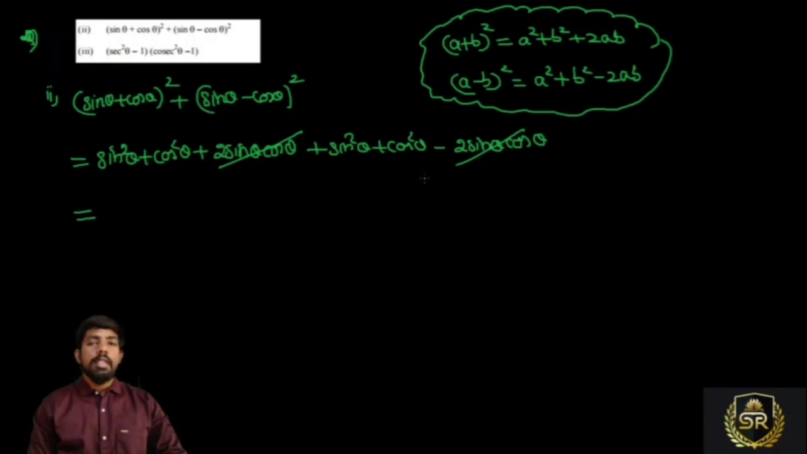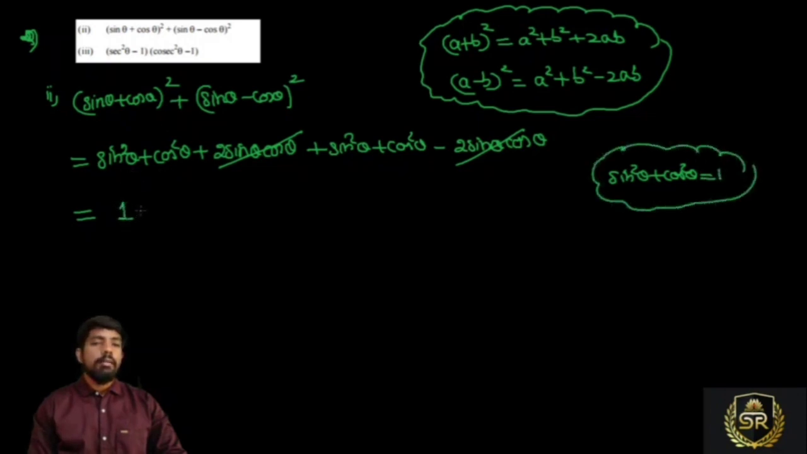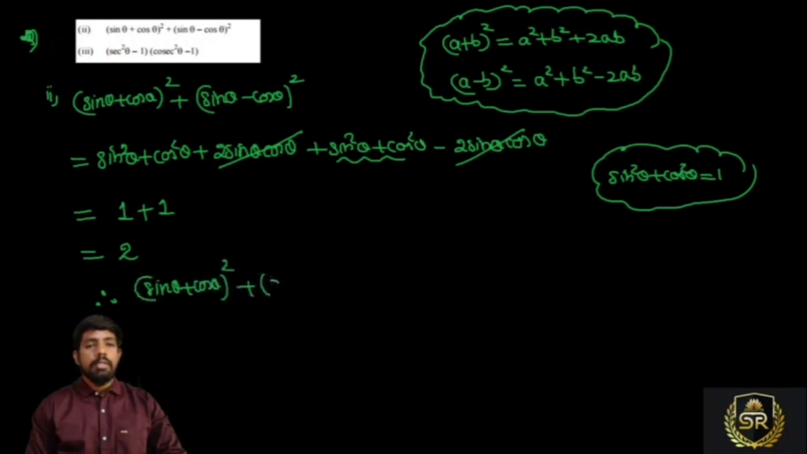Sine square plus cos square is identity 1. We know the identity sine square theta plus cos square theta is always equal to 1. So this is 1 plus this is 1. Therefore 1 plus 1 is 2. Therefore the answer is 2. Sin theta plus cos theta whole square plus sin theta minus cos theta whole square is equal to 2 is the solution. That's all.